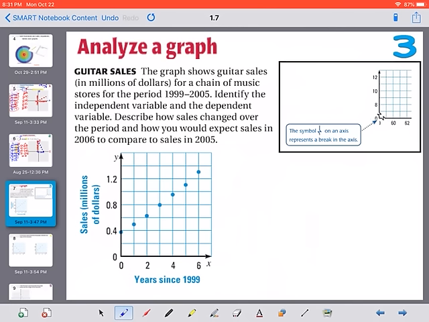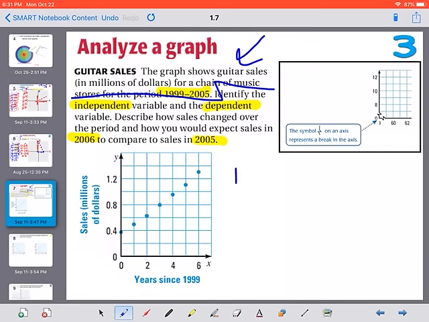Alright, next it says analyze a graph. The graph shows guitar sales in millions of dollars for a chain of music stores from the period 1999 to 2005. Identify the independent variable and the dependent variable. Describe how sales changed over the period and how you would expect sales in 2006 to compare to 2005. Well, they asked us a lot of questions there. The first whole part up top didn't really tell us a whole lot. It's just telling us what the graph is talking about, guitar sales.